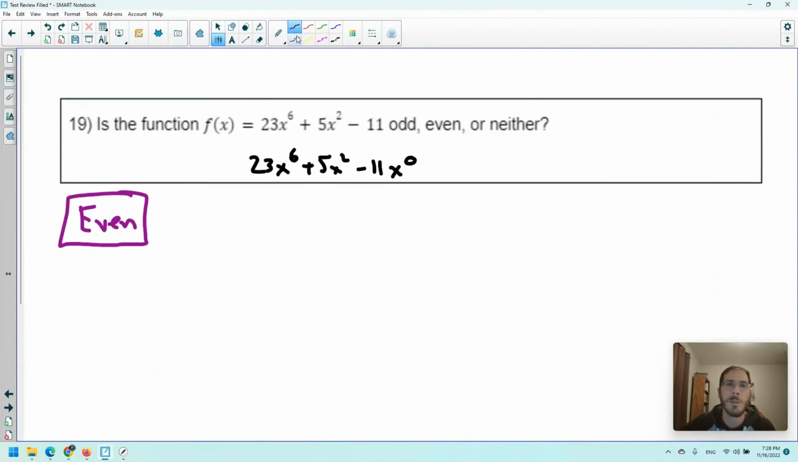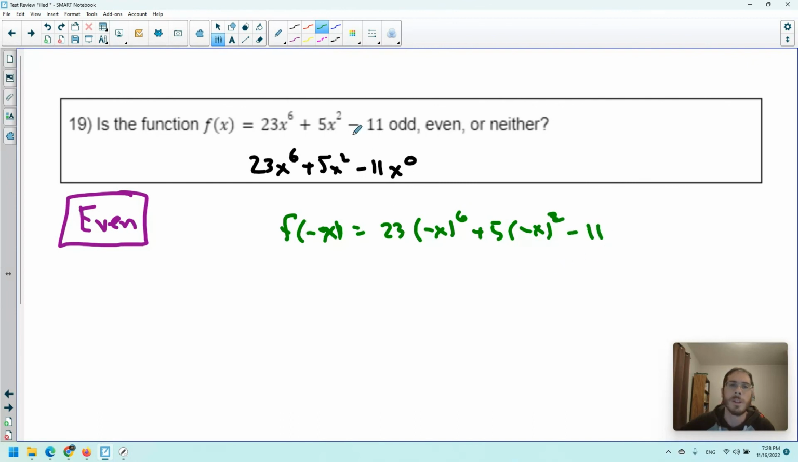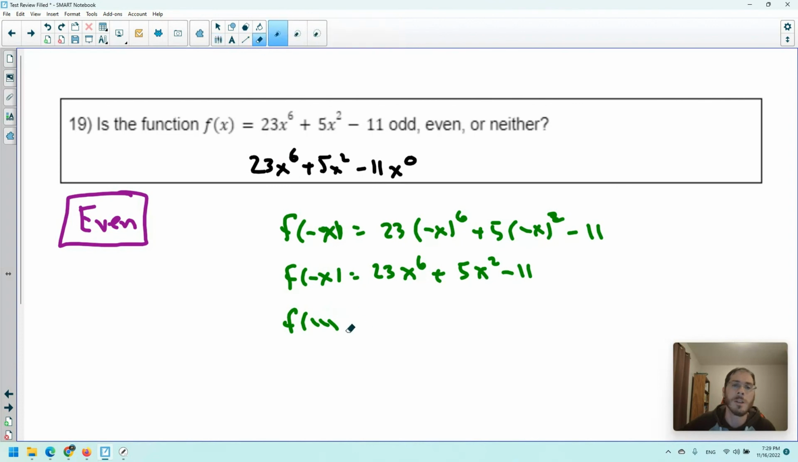The other thing we can do is find f of negative x. This is kind of the fancy way to do it, by plugging in a negative x wherever we see x. So that would be 23 times negative x to the 6th plus 5 times negative x squared minus 11. And if we simplify this, negative to the sixth power is negative 1 times negative 1 six times, so six negative ones would make it back to positive. Negative x squared, negative times negative, is back to positive. The 11 doesn't change. And it turns out that this is the exact same function that we started with.